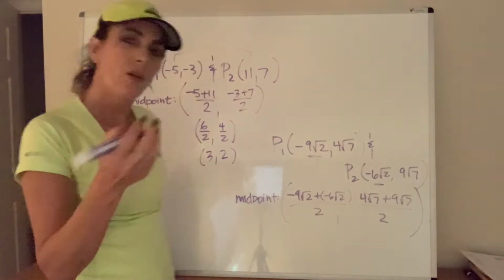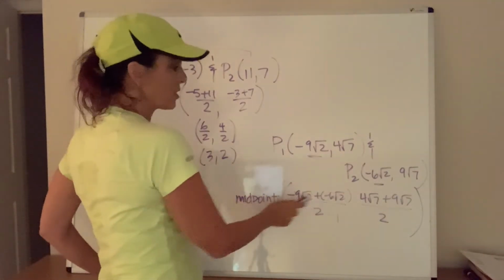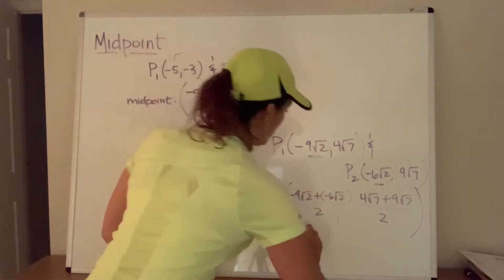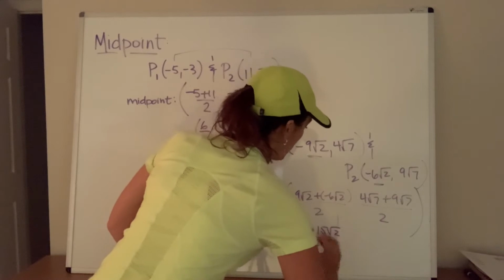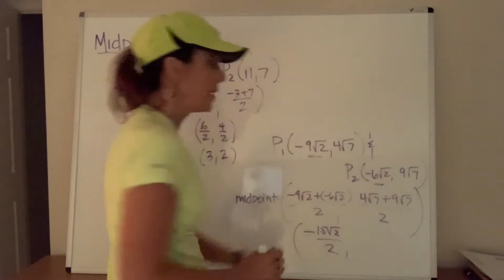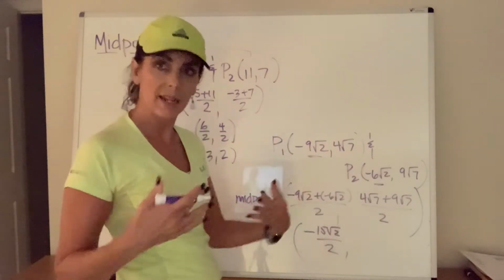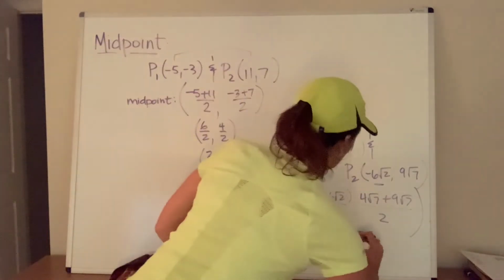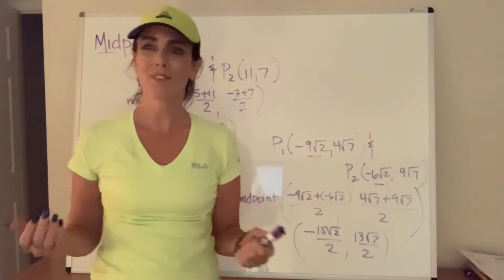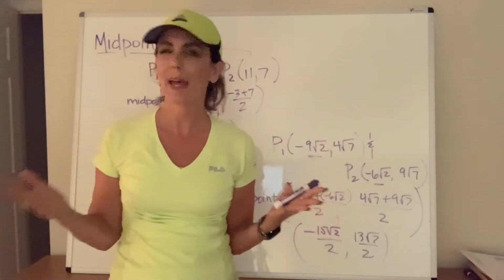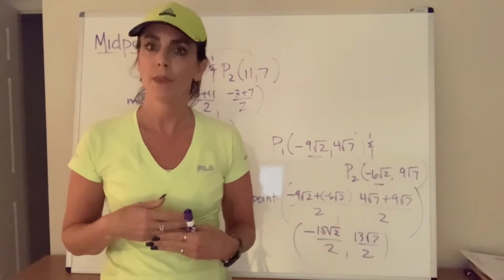The only thing I'm going to do here is clean it up a little bit. Notice that these are like terms. I can combine them into a single term, so that's going to be -15 square root of 2 over 2. And over here, I've got 4 square root of 7 plus 9 square root of 7. I can also combine those. It's ugly. I'd have to find out what that is approximately to plot it, but that would be the coordinates of the midpoint.